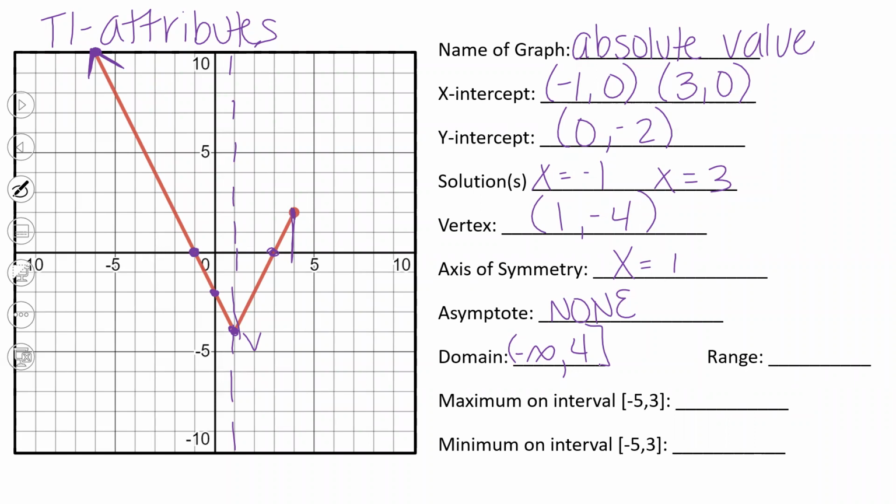Where does range start? Bottom. The bottom of my graph. Where's the very bottom of my graph? Right here. I can draw a line and nothing should be below it. So -4 with a bracket.